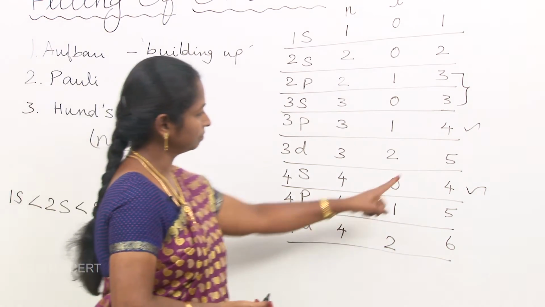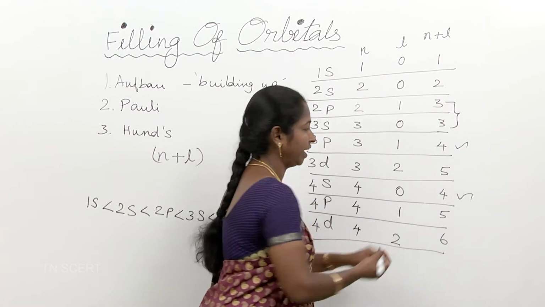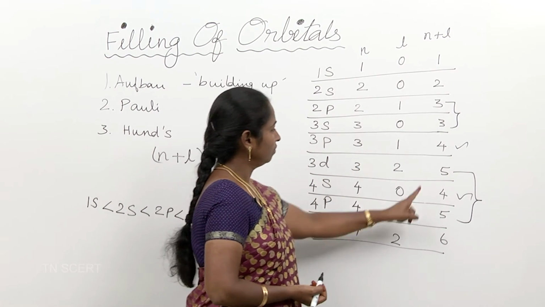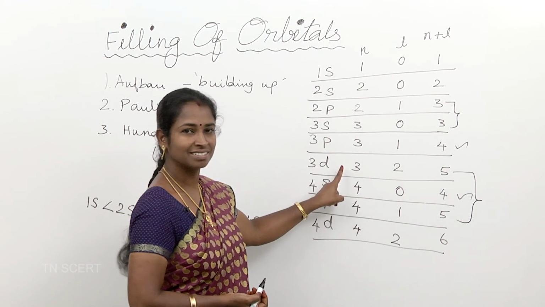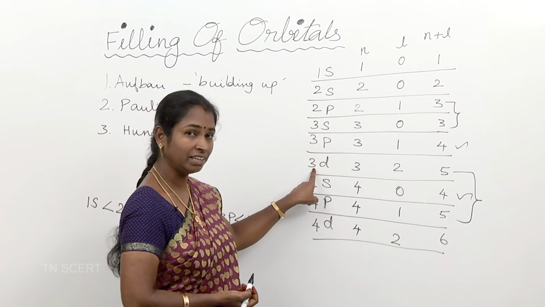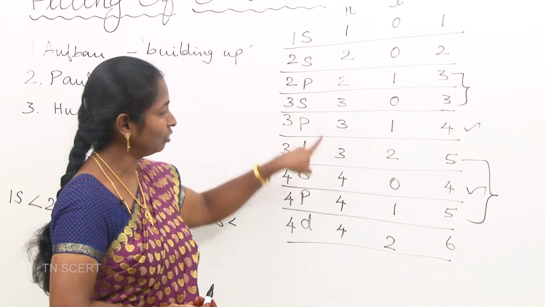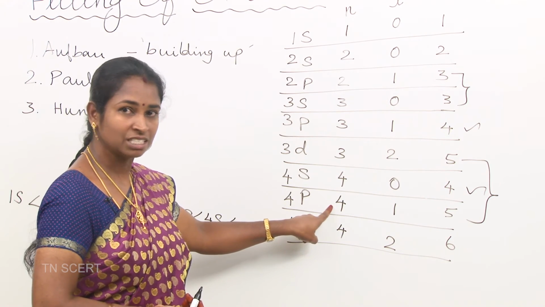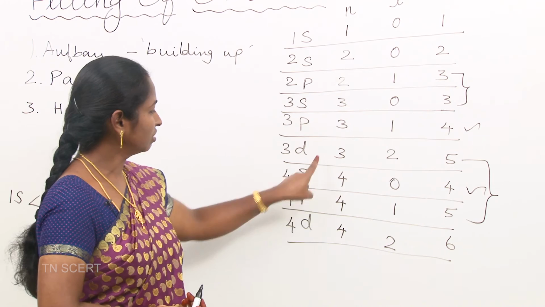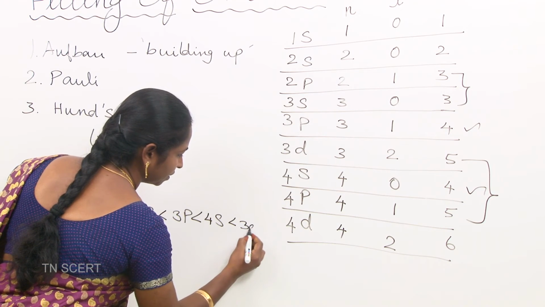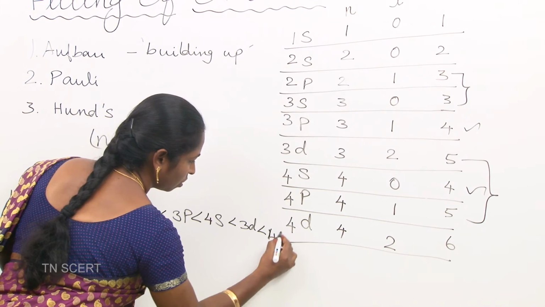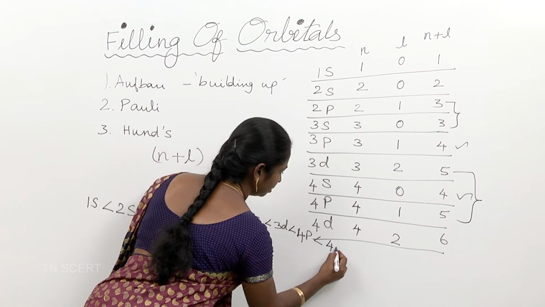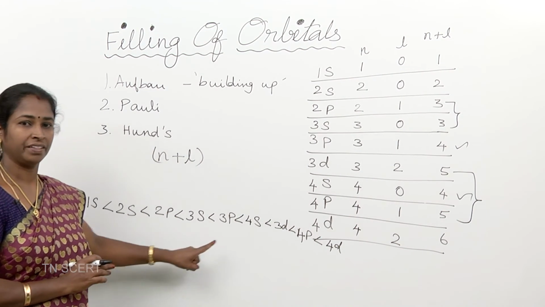Then which comes next? You can find 2 values again, 5 and 5, of the same n plus l value. Which is the lower energy orbital? Yes, 3d orbital. Why? For 3d orbital, the value of n is 3, that is the lower value. For 4p orbital, the n value is 4, which is the higher energy orbital. So, 3d, next comes 4p. Then you can say easily 4d orbital is of higher energy than the other orbitals.